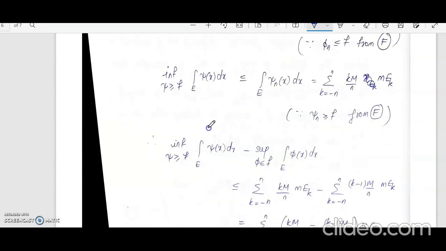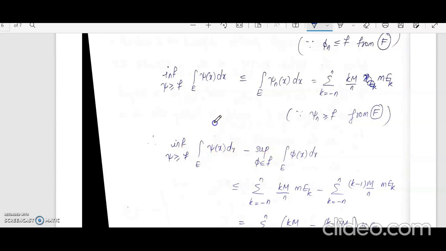Similarly, in the case of the infimum, the infimum will be the smallest, and all the integrals will be greater than or equal to the infimum. So the infimum over xi greater than or equal to f of the integral over E of xi of x dx will be less than or equal to the integral of xi n, and the value of the integral of xi n is summation from minus n to n of km by n m of Ek.